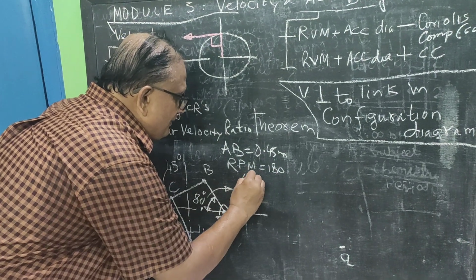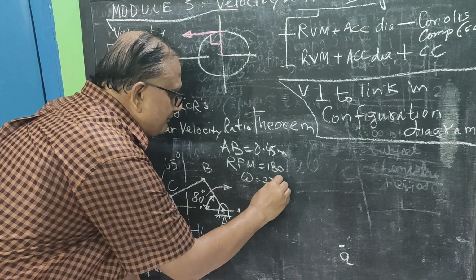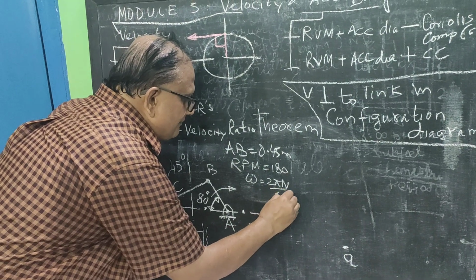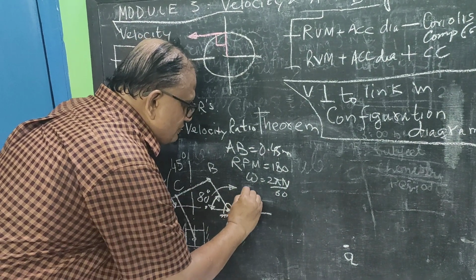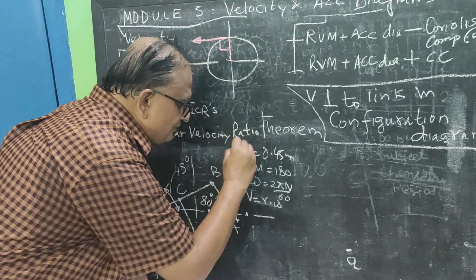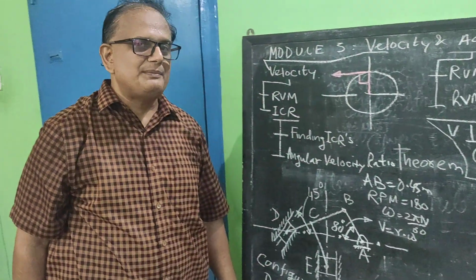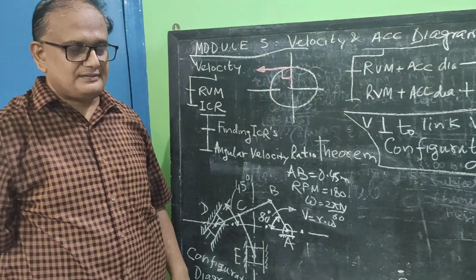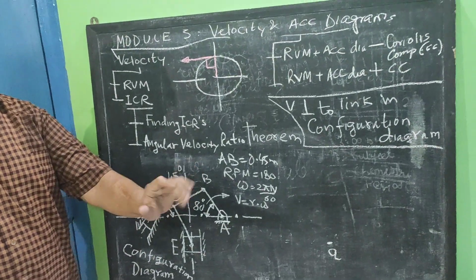So you can find out omega is equal to 2 pi N by 60. N is known to you. So V is equal to R omega. R is known to you and omega is known to you. So velocity of link AB can be found out. Right? Don't draw it now.